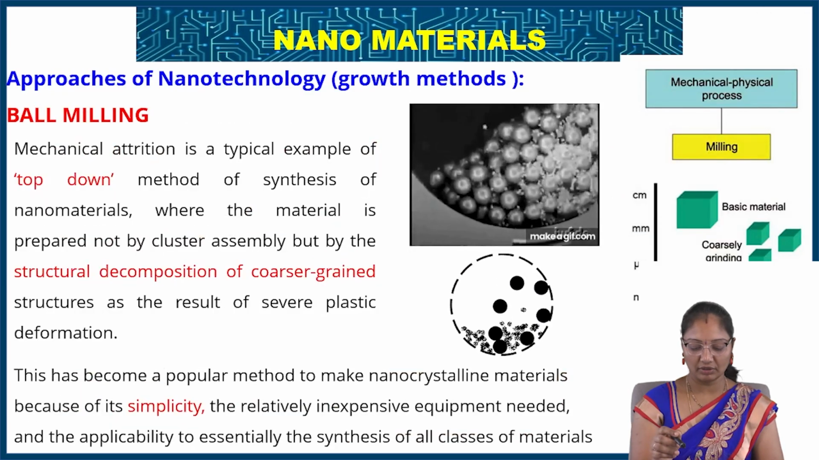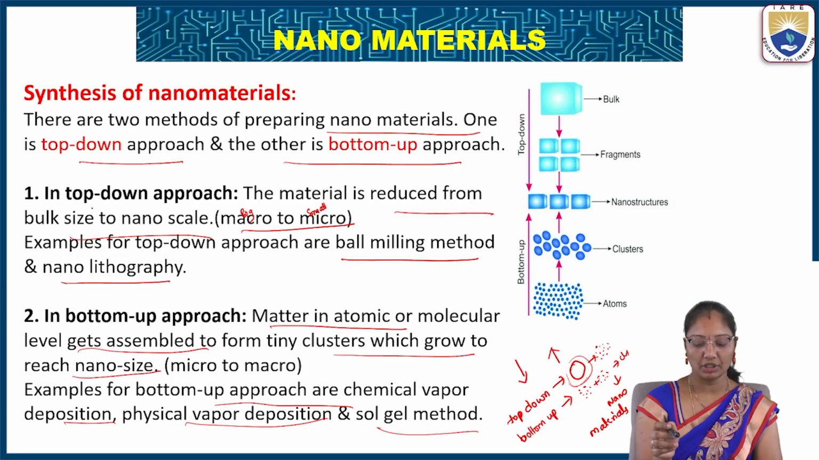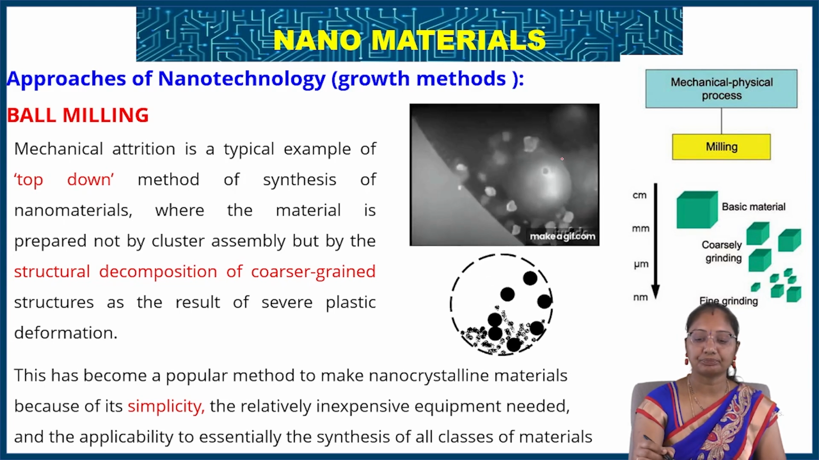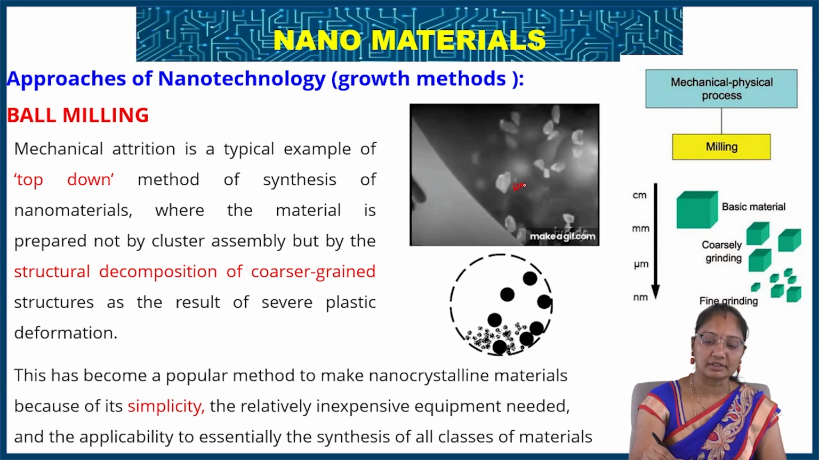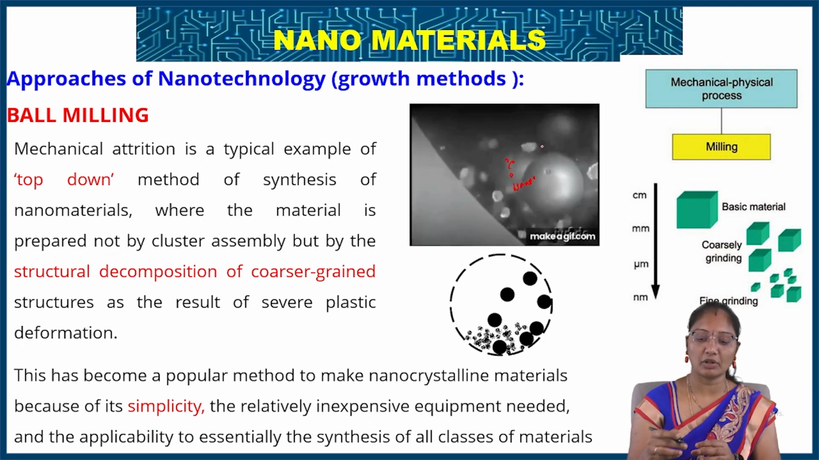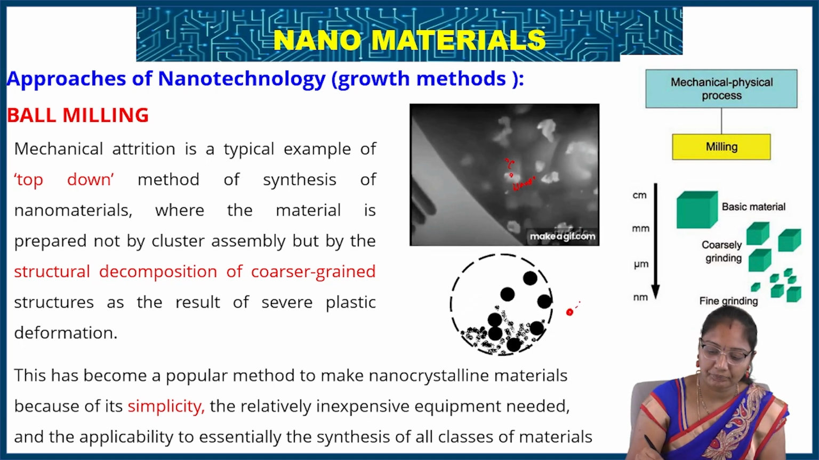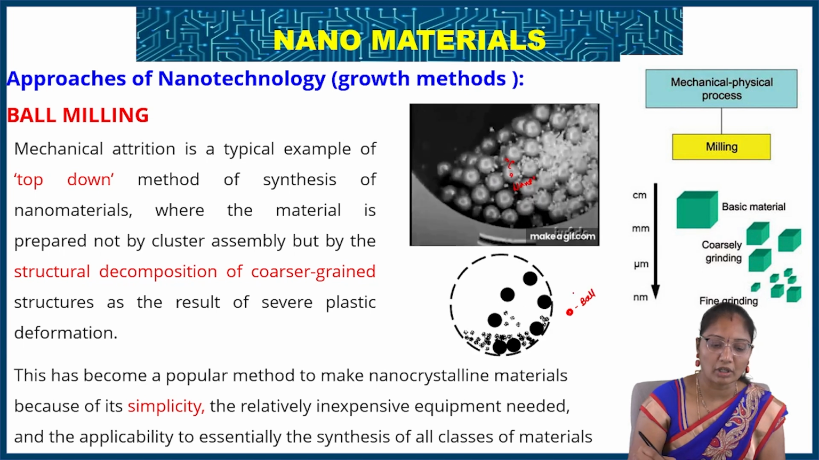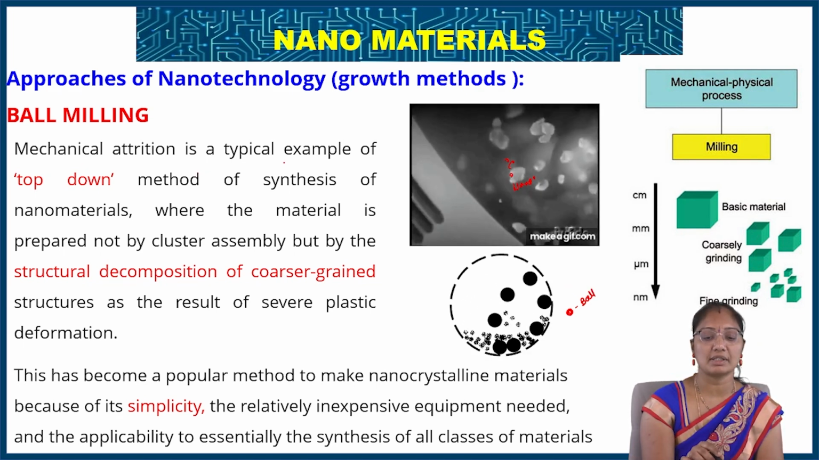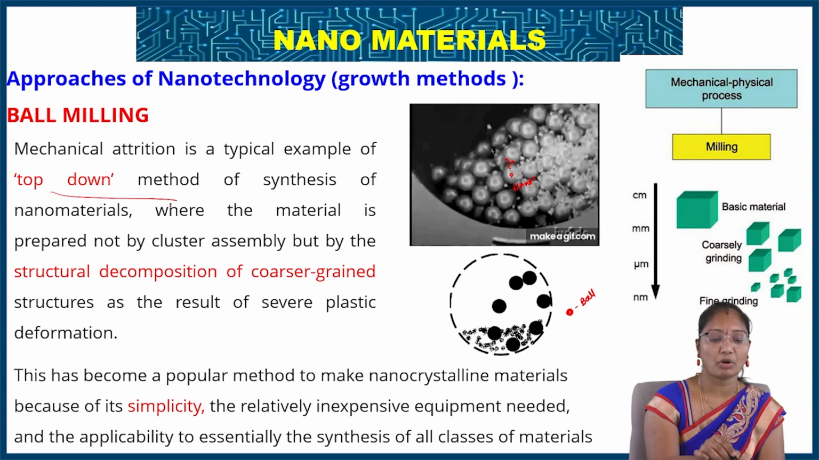Now we are seeing the top-down approach. This is the video of it. See, we can see the metal balls crushing. These are the nanoparticles, and these are the balls. These black dots are balls. It is a ball mill generally used in industries. Mechanical attrition is a typical example of the top-down method.